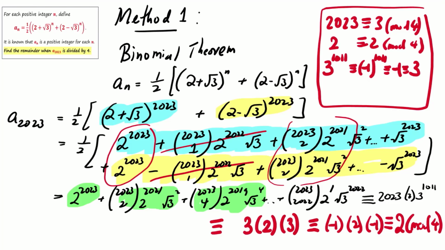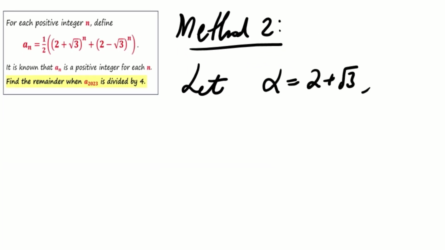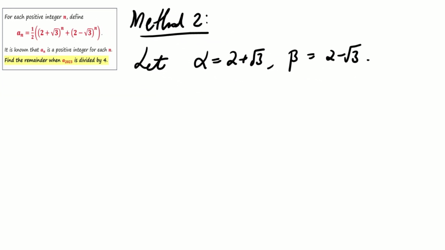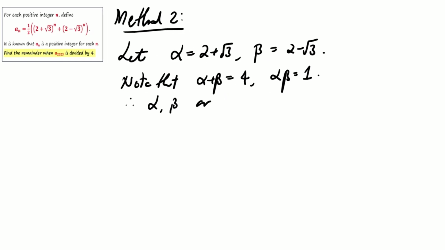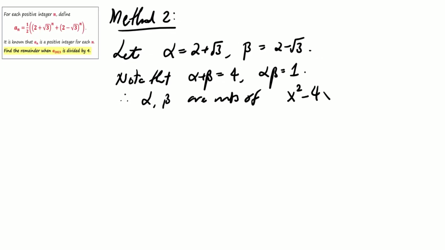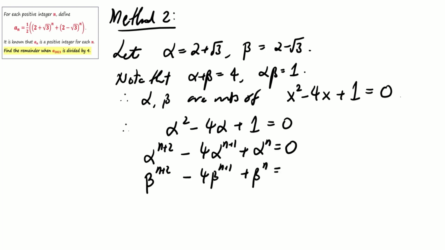Most of the responses that I received used this method 1. Now we go on to method 2. We will let alpha be 2 plus square root of 3 and beta be 2 minus square root of 3. Note that alpha plus beta equals 4, alpha beta equals 1, meaning that alpha and beta are roots of the equation x squared minus 4x plus 1 equals 0. Since alpha and beta are the roots of this equation, alpha squared minus 4 alpha plus 1 is equal to 0. This also means that alpha to the power of n plus 2 minus 4 alpha to the power of n plus 1 plus alpha to the power of n equals 0. Likewise, beta to the power of n plus 2 minus 4 beta to the power of n plus 1 plus beta to the power of n equals 0.